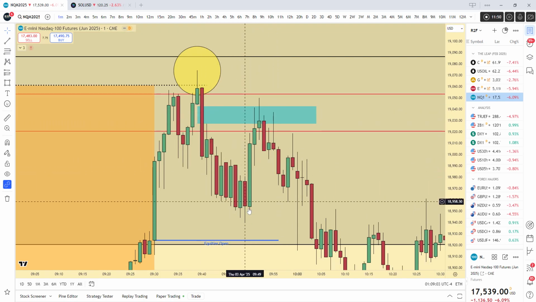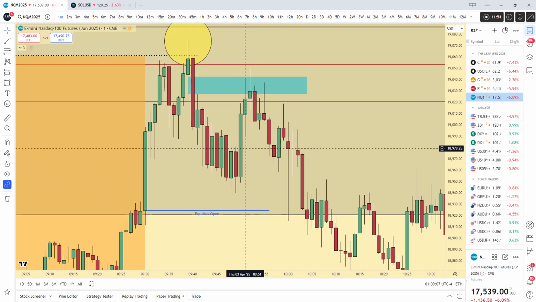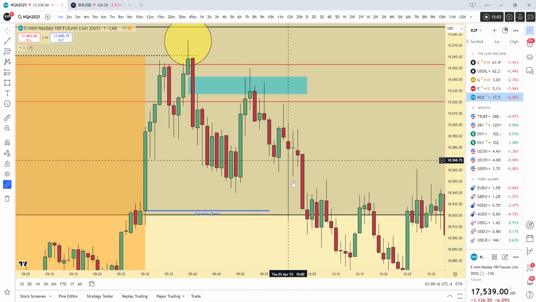No significant swing points, right? This is low resistance. Thank you for that liquidity. Thank you for making people believe that it's going to move higher, and then we start moving lower.